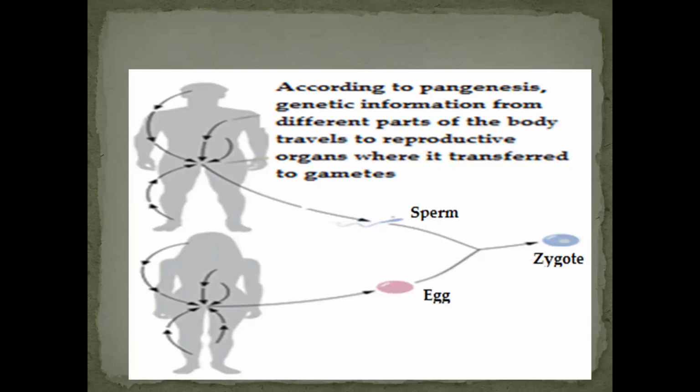Then the last theory of pangenesis. According to pangenesis, genetic information from different parts of the body travels to the reproductive organ, where it is transferred to form gametes. So the information of the head, hands, nose, mouth, ears, eyes, legs, all of it will form small molecules and go to the reproductive part, where it will combine to form the sperm and egg, and they will fuse to give the zygote. That will have all the information of the body.